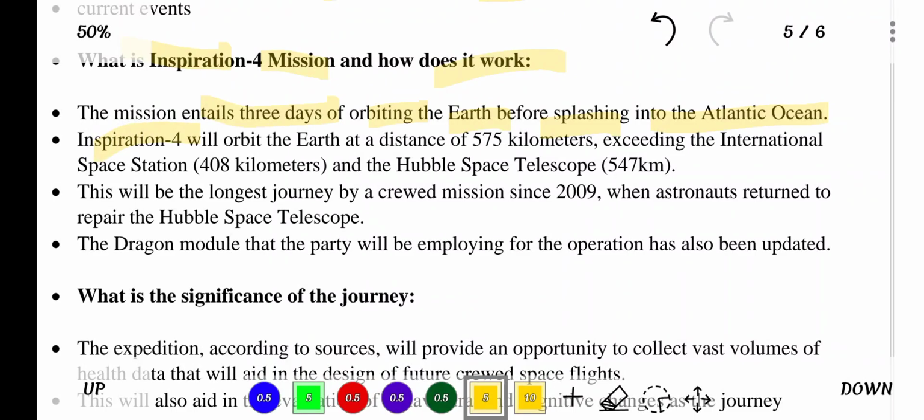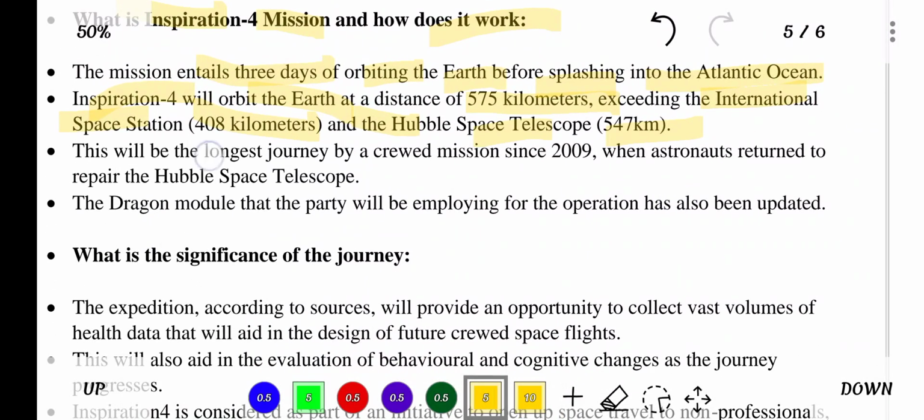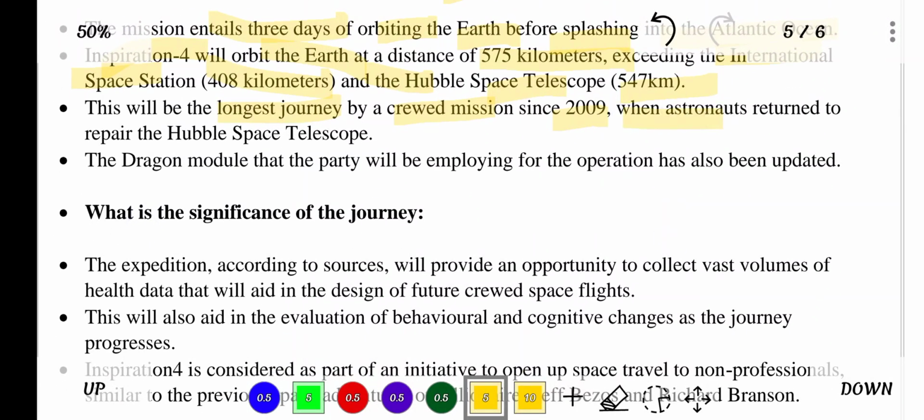Inspiration 4 will orbit the Earth at a distance of 575 kilometers, exceeding the International Space Station at 408 kilometers and the Hubble Space Telescope at 547 kilometers. This will be the longest journey by a crewed mission since 2009, when astronauts returned to repair the Hubble Space Telescope. The Dragon module that the party will be employing for the operation has also been updated.